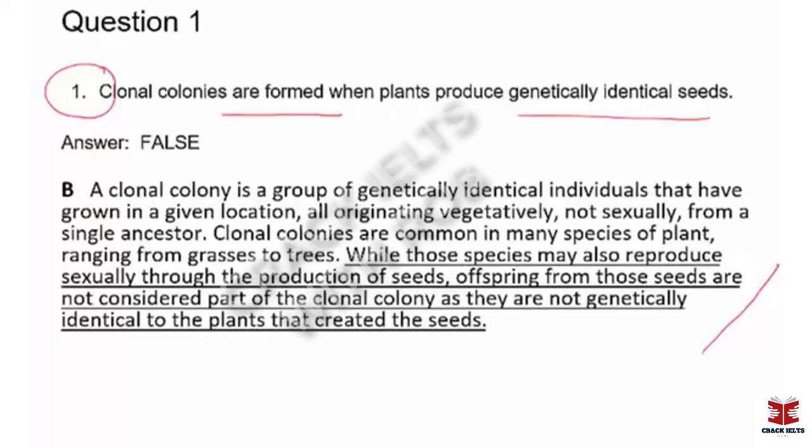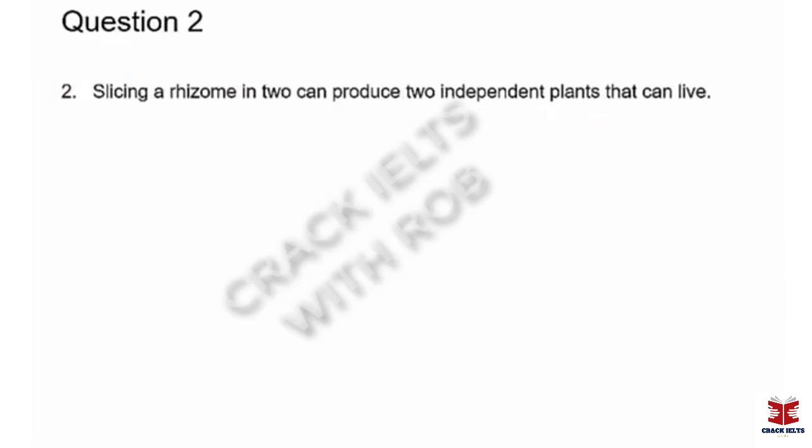Okay, so it's a direct contradiction of what we have. The statement and this part of the passage contradict one another. The information does not agree. So that's why we can say false for number 1.